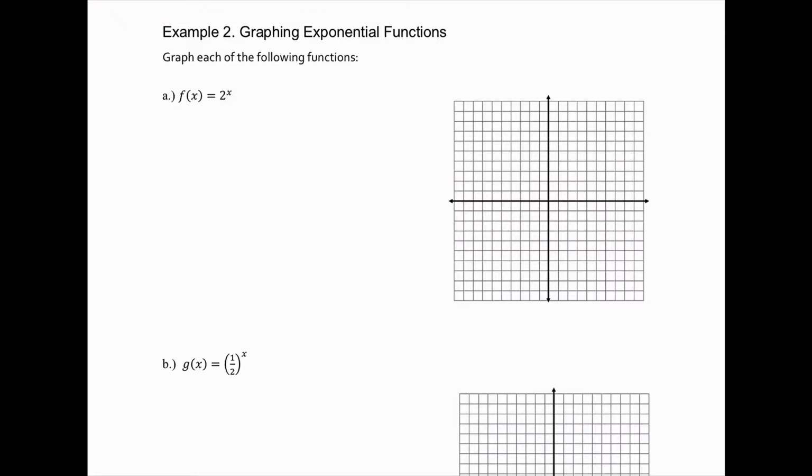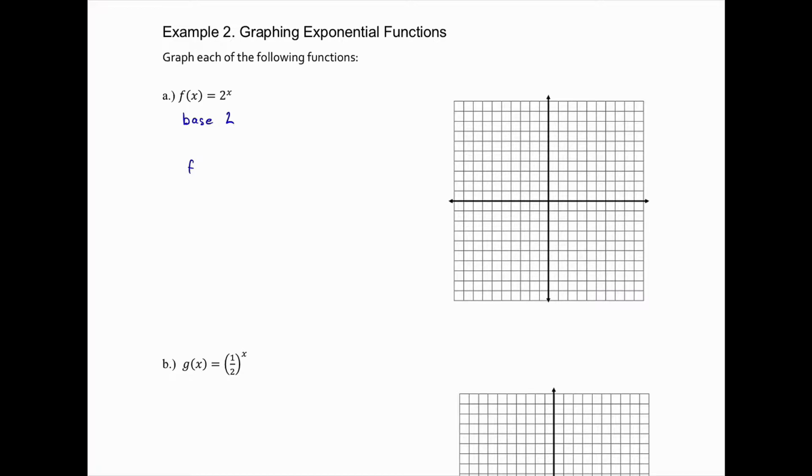Now that we know how to evaluate exponential functions at certain values of x, we can look towards their graphs. So here we have an exponential function, f of x equals 2 to the x. This is an exponential function with base 2. So to figure out what it graphs like, let's just pick some points.